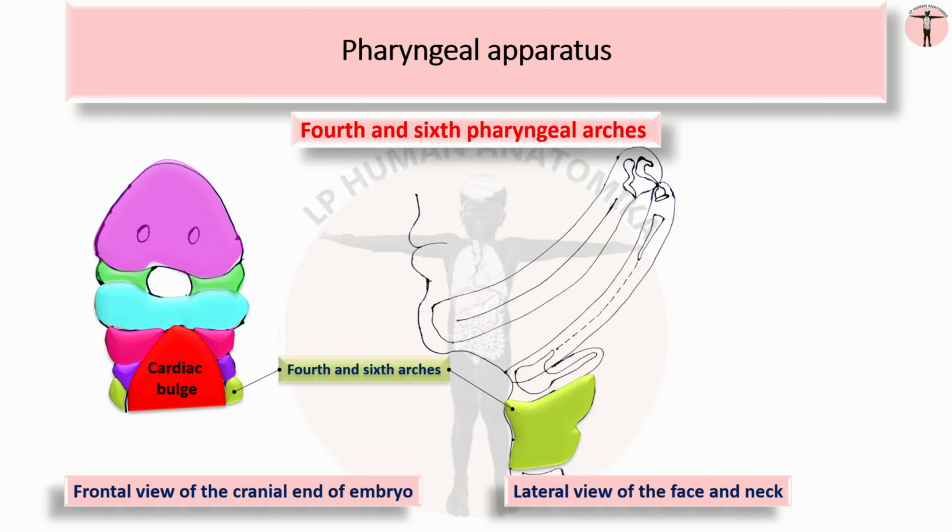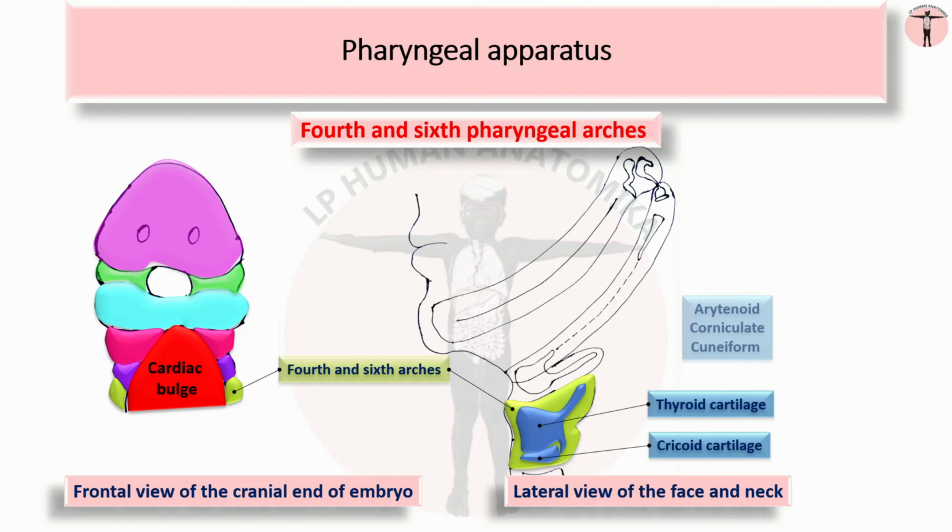In the fourth and sixth pharyngeal arches, the cartilaginous components of both arches fuse to form all cartilages of the larynx except epiglottis. The cartilages of the larynx are three unpaired cartilages: the thyroid cartilage, the cricoid cartilage, and three paired cartilages, the arytenoid, corniculate, and cuneiform cartilages, which cannot be seen in the lateral view. They are present on the posterior wall of the larynx. The epiglottis, which is the third unpaired cartilage, develops from the neural crest cells.